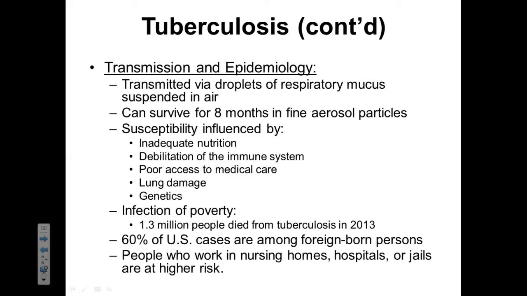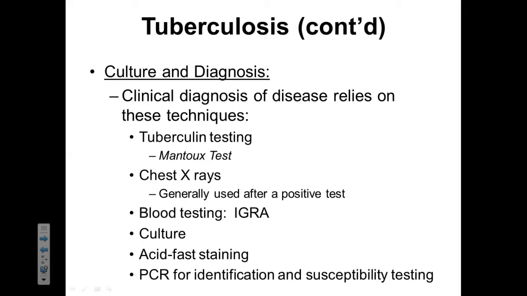And of those people, there is a disproportionately high number of them that are in the developing world or in third world countries. Within the United States, 60% of TB cases are among individuals that were foreign born and then came to the United States. Individuals in the United States who work for nursing homes, hospitals, jails are at increased risk or higher risk. And this is one of the reasons why most of you have had that TB test before you started going through your clinicals.